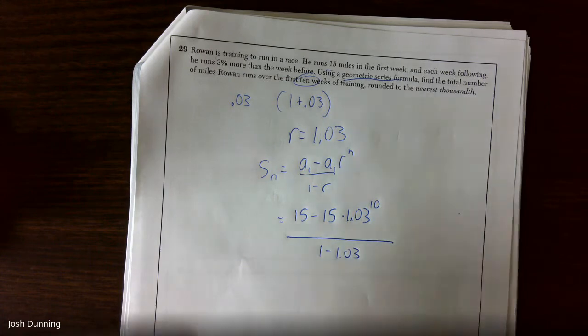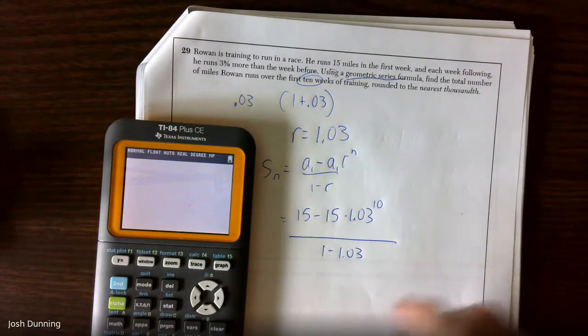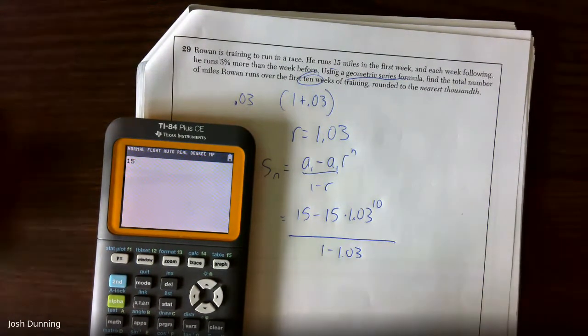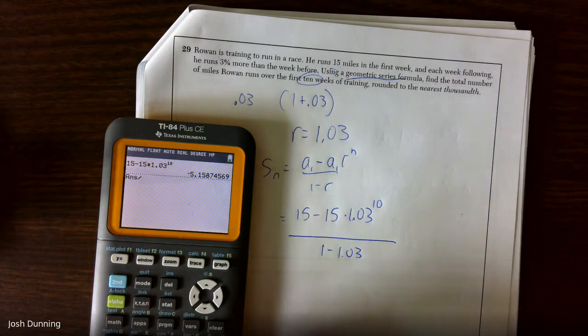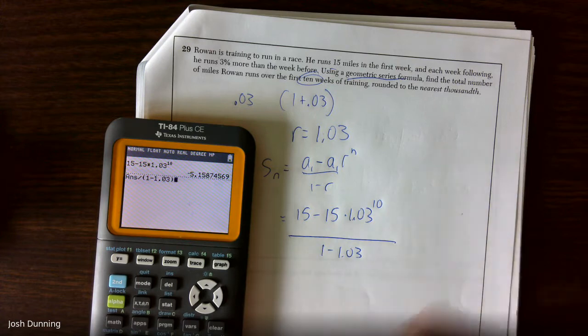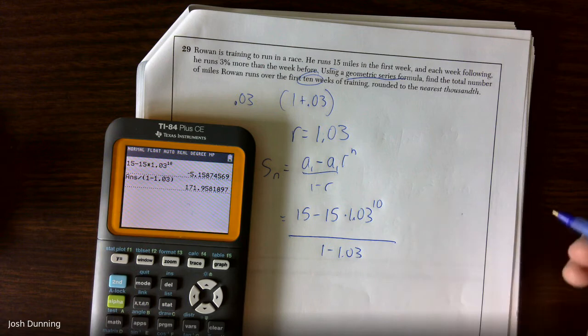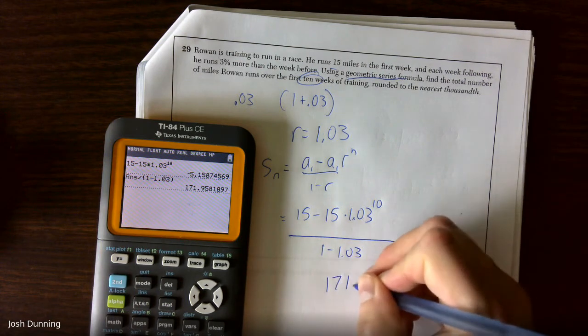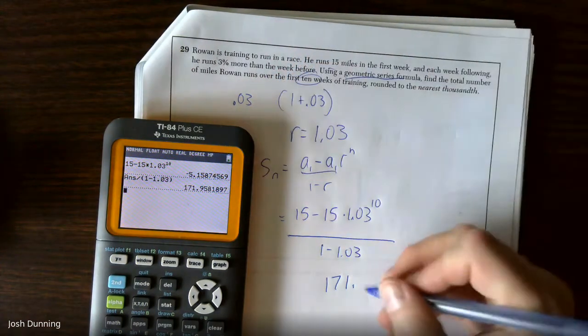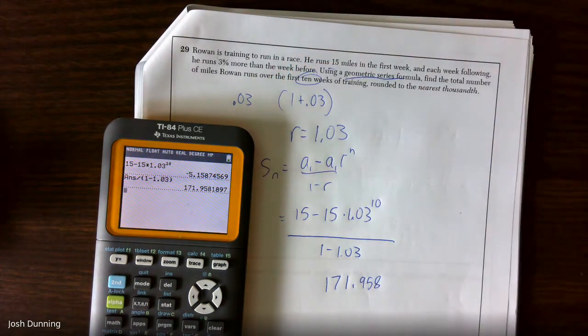And there's my calculator. I'll just type the top in. Divided by, I'm going to put parentheses around the bottom. And remember, if you just know that that would be negative 0.03, that's fine. To the nearest thousandth: tenth, hundredth, thousandth, 958.